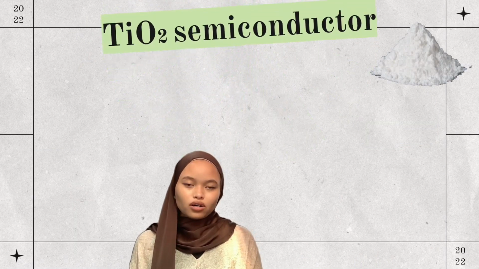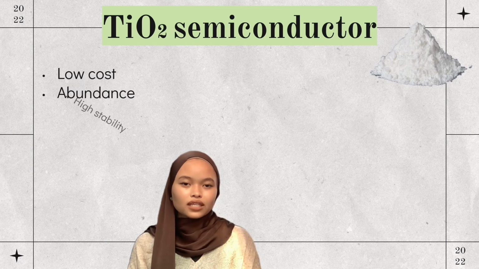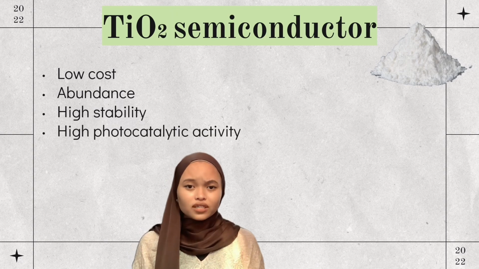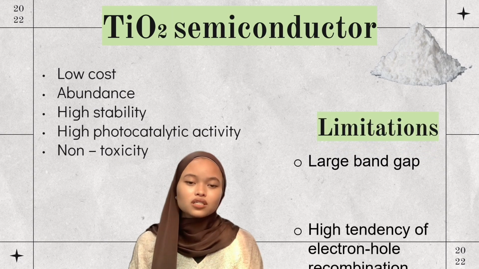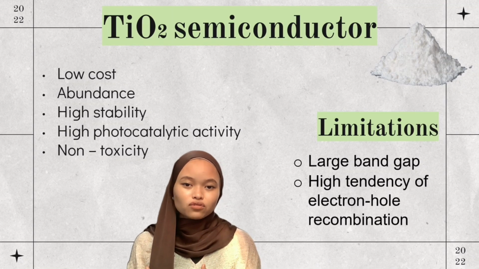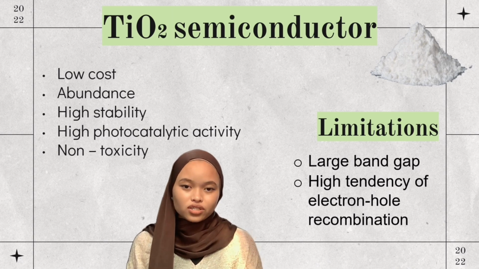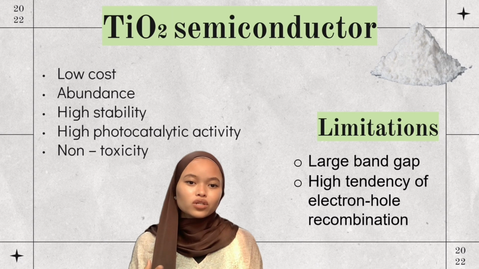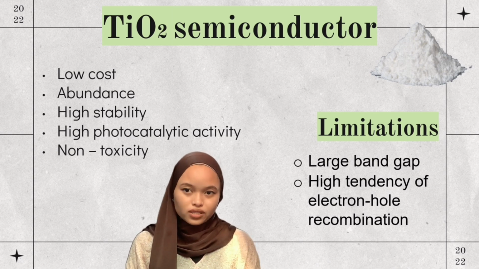So, why titanium dioxide semiconductor? It is because titanium dioxide is low cost, abundant, highly stable, highly photocatalytic, and has low toxicity. However, it has some limitations as it has high band gap energy, in which it requires high energy light for photoactivation to occur, and it also has a high tendency of electron hole recombination. That's why we think modifying it with metal platinum is the best alternative to increase photocatalytic degradation of the dye chosen.